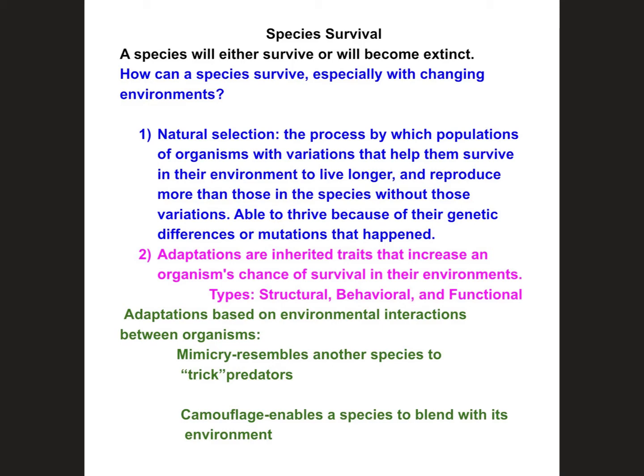All right. Types of adaptations are structural, behavioral, and functional, and I'll hit those on the next slide. And then adaptations based on environmental interactions between organisms: mimicry, where one species resembles another one to trick the predators. So you'll see a picture of a caterpillar whose coloring looks like a snake. So its predators are like, oh no, not going to mess with that.